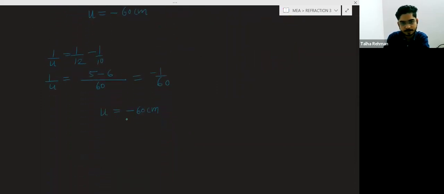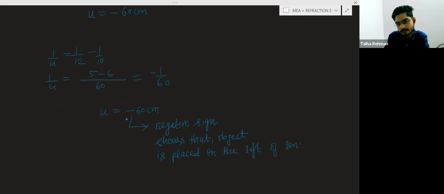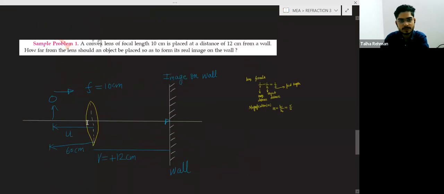So you can write here: negative sign shows that the object is placed on the left of the lens. This is the left of the lens and this is the right side of the lens. So your object is on the left and your image is on the right.